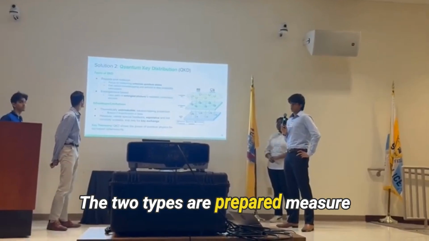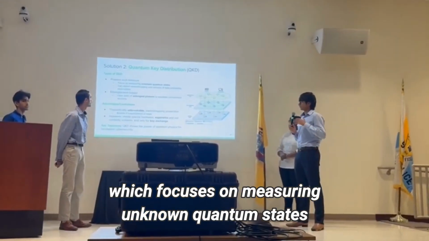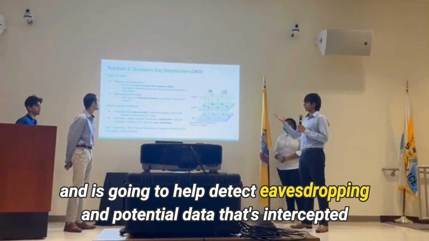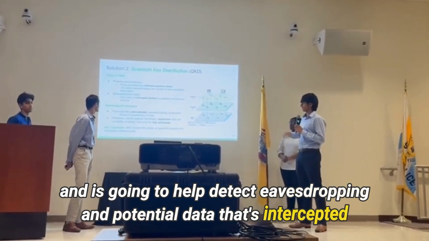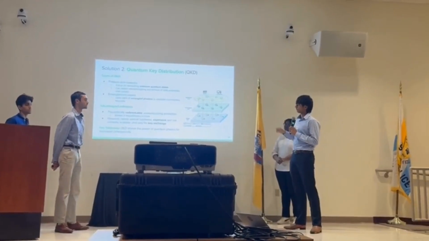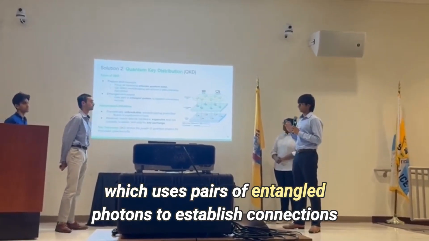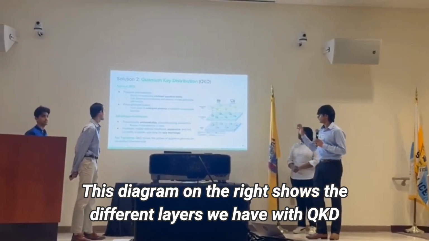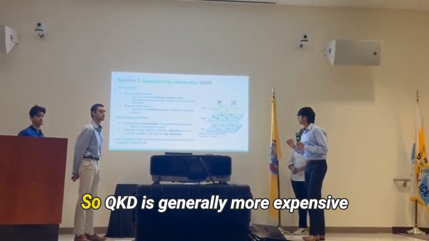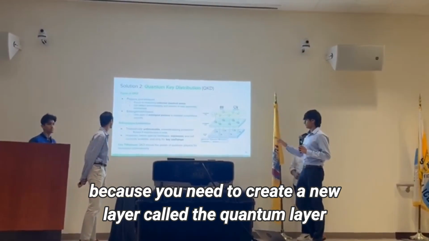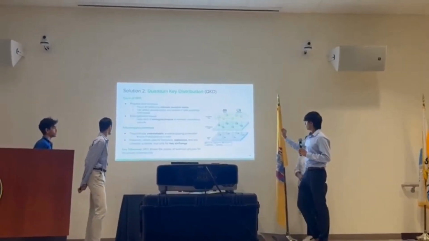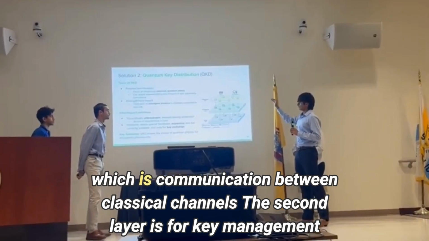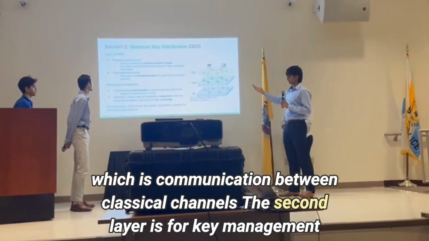So the two types are prepare-and-measure, which focuses on measuring unknown quantum states, and this can help detect eavesdropping and potential data that's intercepted. And it's also entanglement-based, which uses pairs of entangled photons to establish connections. This diagram on the right shows the different layers we have with QKD. So QKD is generally more expensive because you need to create a new layer called a quantum layer. But it's basically the top layer, which is communication between classical channels.